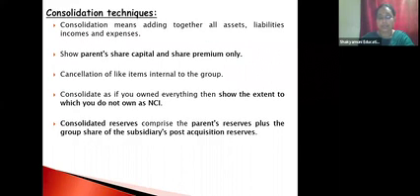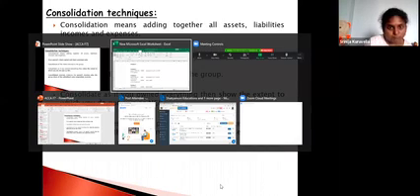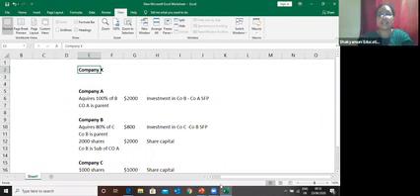So take an example. Company A has assets of $100. Company B also has assets of $100 and company A controls 80%. Take this example.